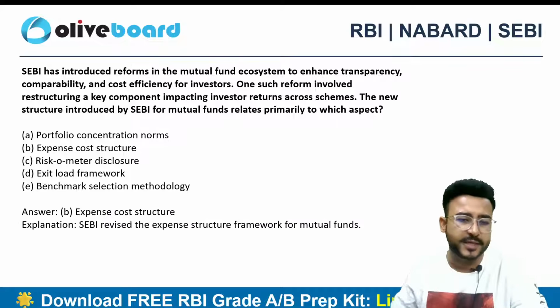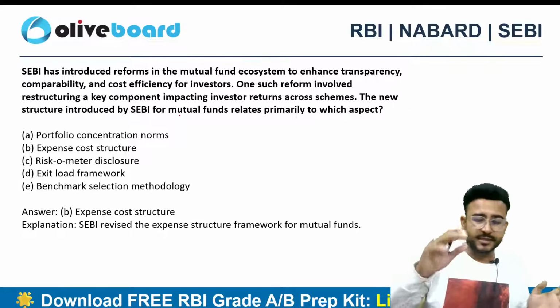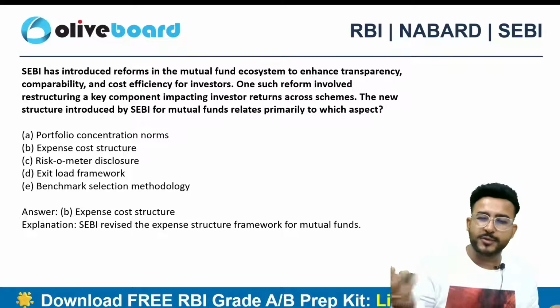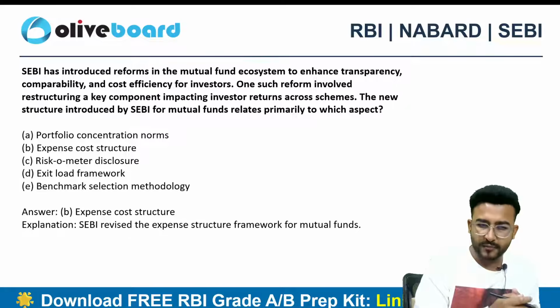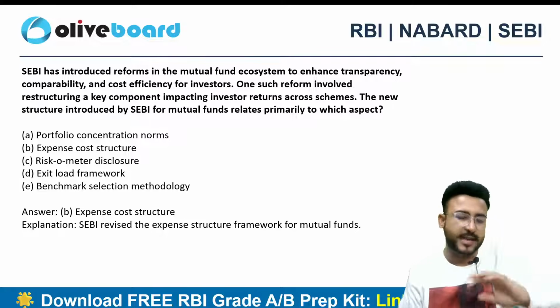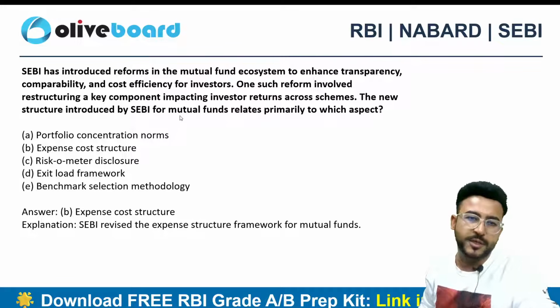The correct choice here is expense cost structure, right? We have discussed in the class as well, earlier there used to be a total expense ratio disclosure. Now we have a structure. We need to first disclose the BER, base expense ratio, then show taxes separately, and then show the brokerage separately as well. So option B here is the correct choice.